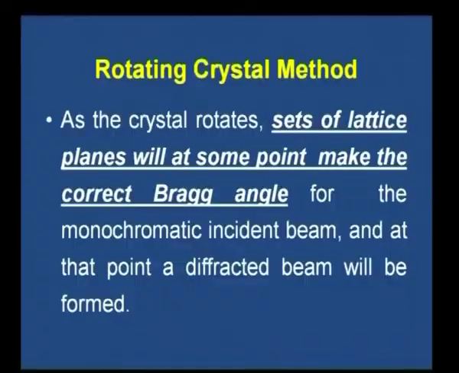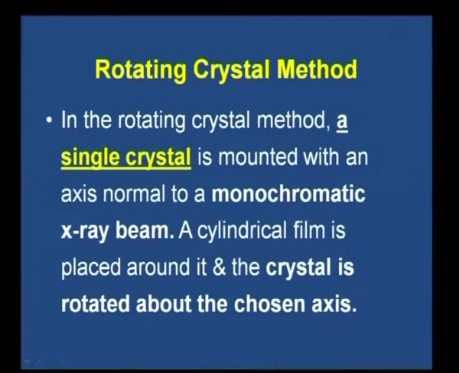So, sets of lattice planes will at some point make the correct Bragg angle for the monochromatic incident beam, and at that point a diffracted beam will be formed. So, a diffracted beam will be formed at a particular point depending upon d, theta and lambda. Okay. Lambda is fixed, right. Here a monochromatic incident beam means lambda is fixed. So, in the rotating crystal method, a single crystal is used again, lambda is fixed.